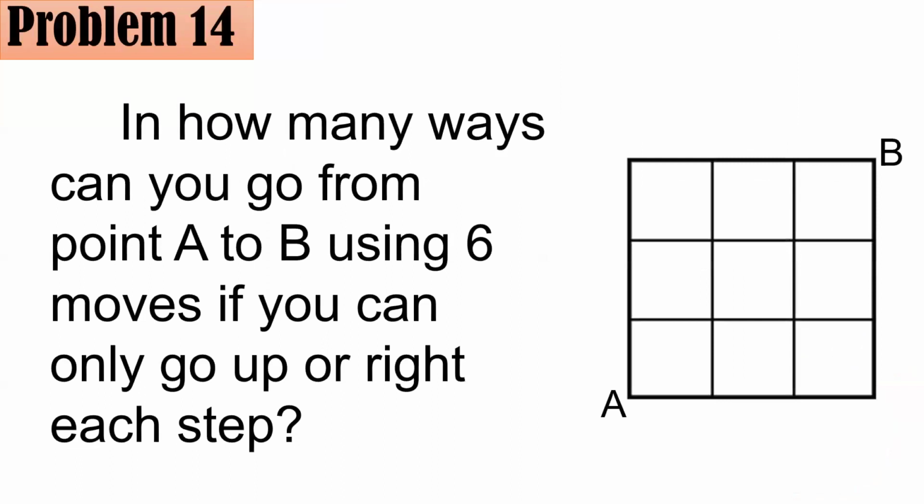14. In how many ways can you go from point A to B using 6 moves if you can only go up or right each step? Okay? So you are allowed only to go, for example, right, right, right, up, up, up. You could also have right, up, right, right, up, up. So if you will determine the total number of ways, how many are they?